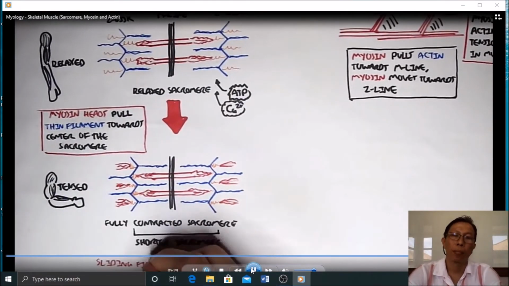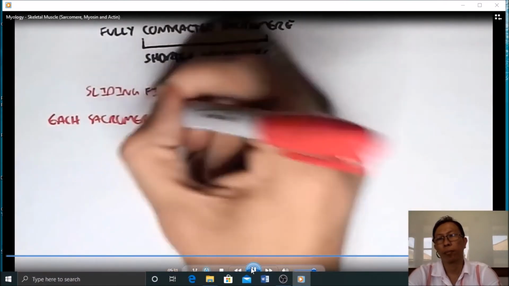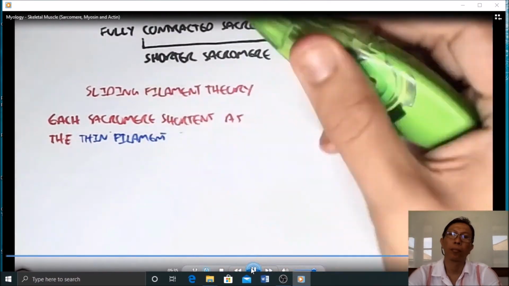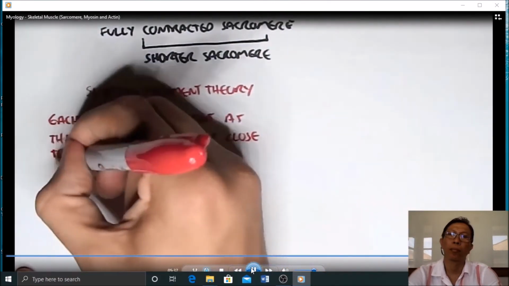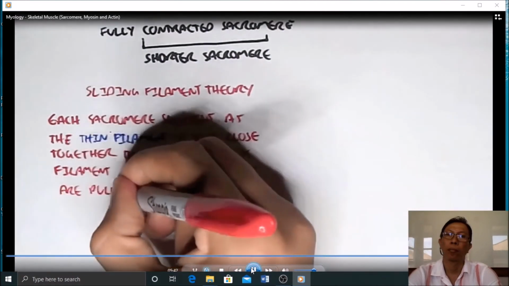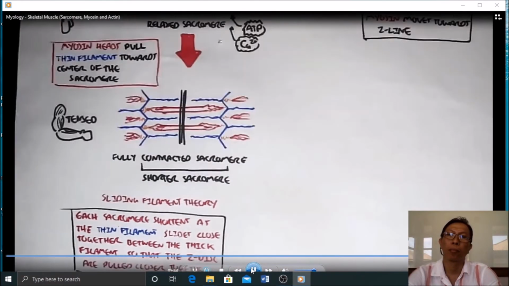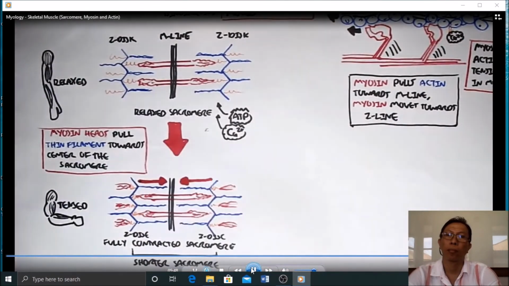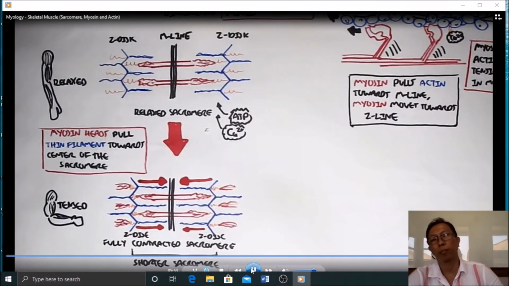And this is known as the sliding filament theory. And the sliding filament theory states that each sarcomere shortens as the thin filaments slide closer together between the thick filaments, so that the Z discs are pulled closer together. So what this means is that essentially the Z discs are coming close together like so. And this is what contraction looks like at an intramolecular level. So now let's zoom into.